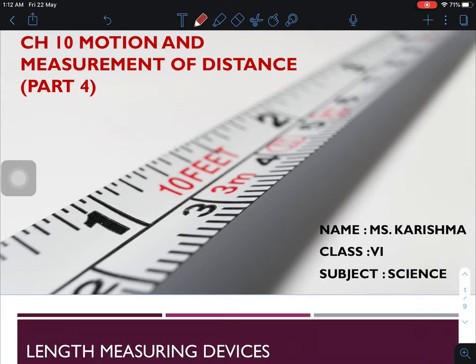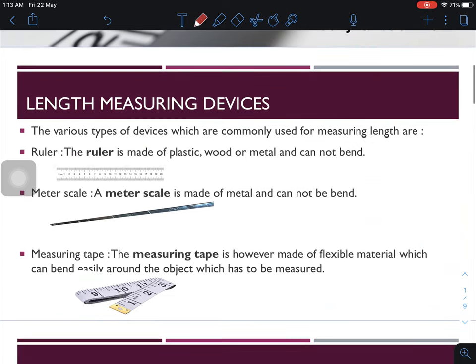Motion and measurement of distance. Today we'll learn about some measuring devices and how to properly take measurements. So let us start. We are talking about three basic measuring devices over here.